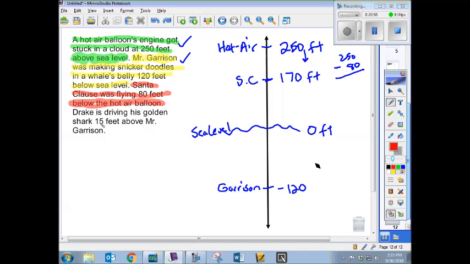Some people see below. Well, actually they don't. It says above. So we've got to think above me. I'm right here at 120 feet. What would 15 feet above me be? What spot on the number line? Yeah, Bob?